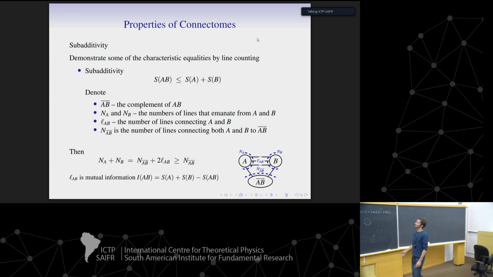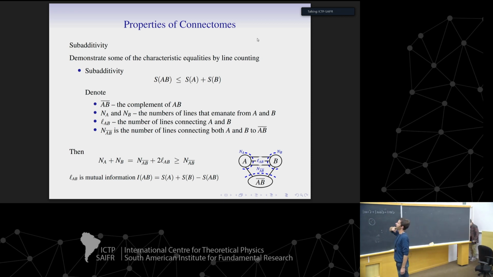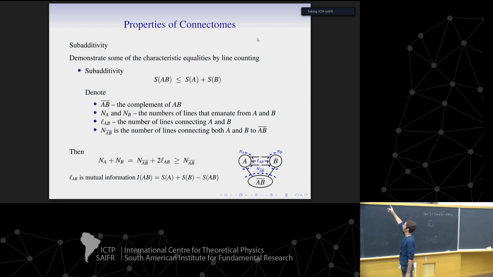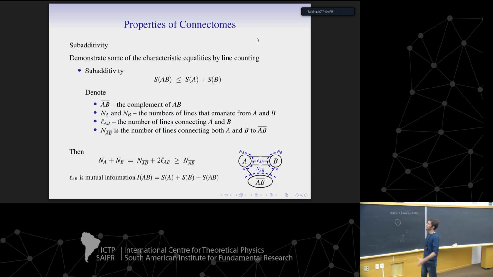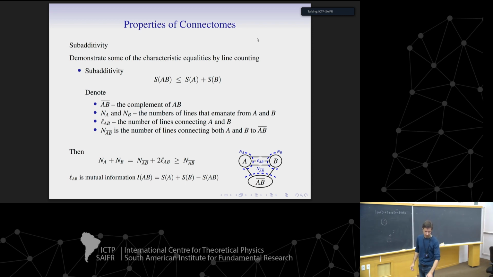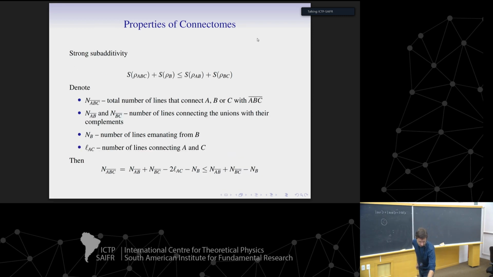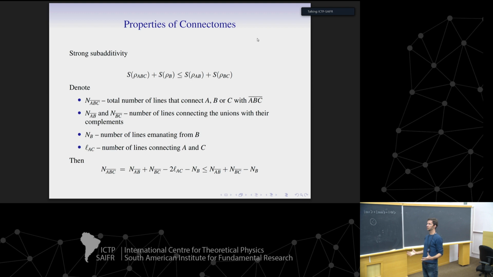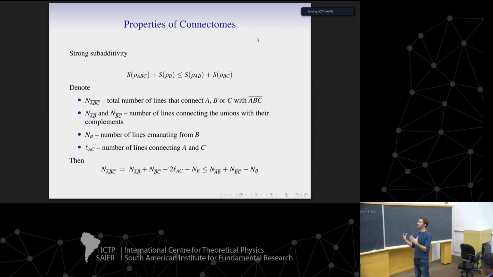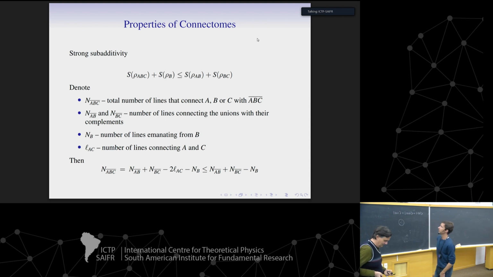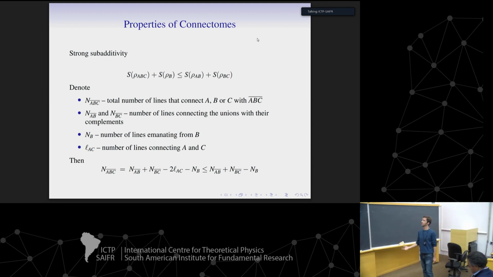And what is mutual information in this case? It is defined as the sum of SA and SB minus SAB. So that's exactly twice the number of lines. So mutual information is just the number of connections between A and B in this picture. You can continue and do the same thing for strong subadditivity. If you calculate this for these connectome states with the simplest topology, you can show that counting of lines is equivalent to computing the entropies. But it's more difficult to show this for arbitrary states if you have non-trivial topology.